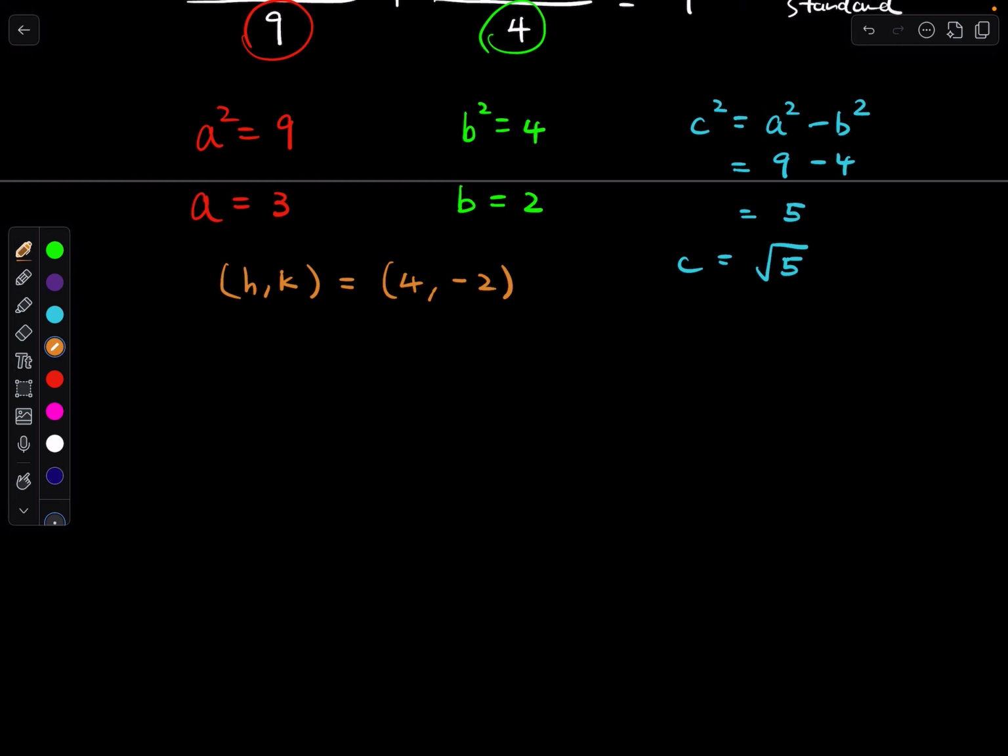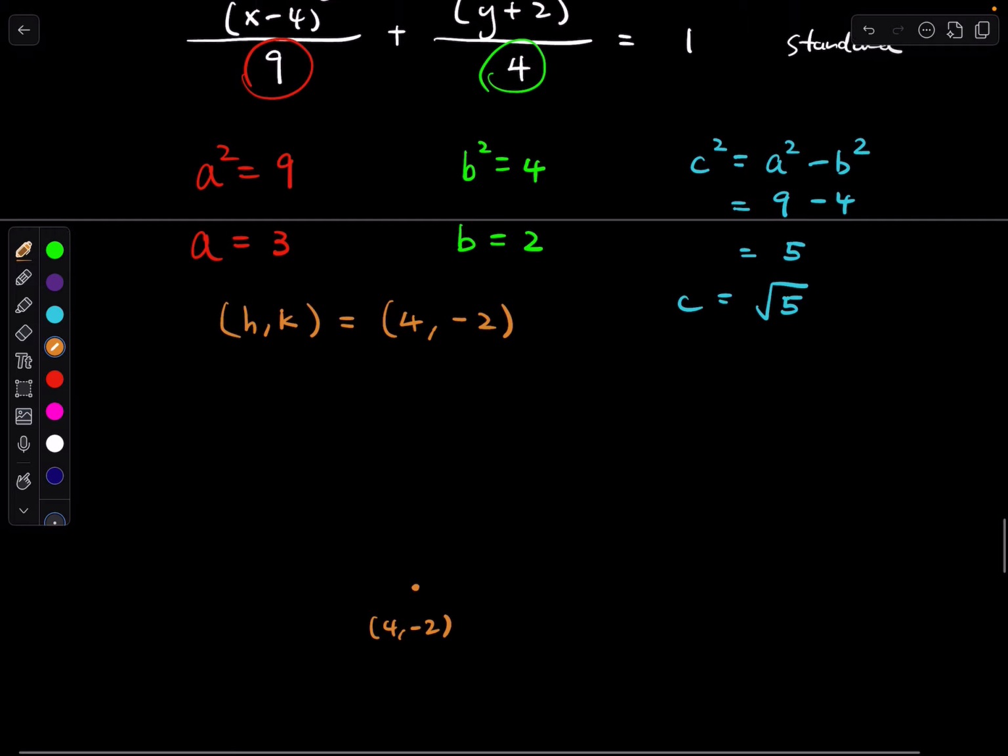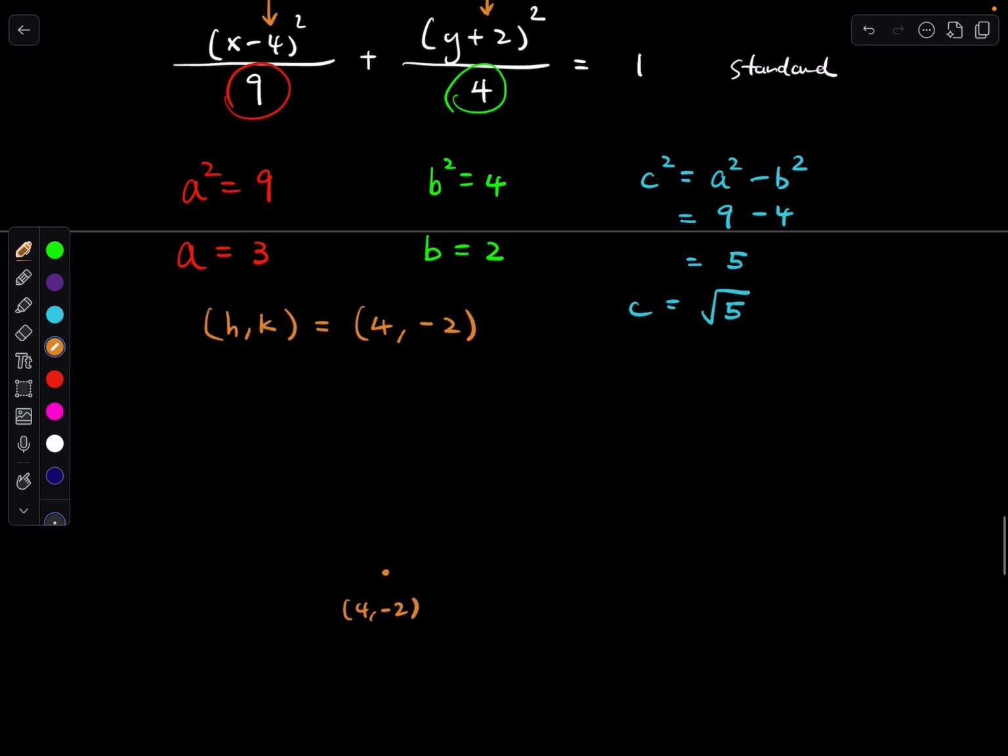So we're going to go to (4, negative 2). I'm not going to draw the coordinate plane here because sometimes it's confusing. So I'm just going to go to the middle of the graph and just put (4, negative 2). Now, the x direction has an a of 3. So you're going to go to the left 3 and right 3. And we're going to draw a vertex. This is the left side and the right side. So a equals 3, a equals 3.